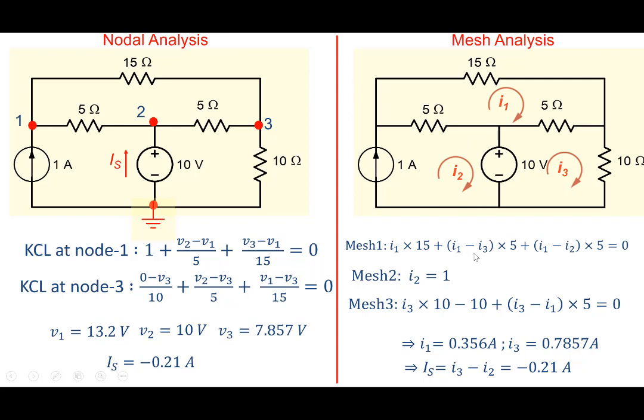And after that, the current that you're interested in, let's say IS, in this case will be I3 minus I2 equal to minus 0.21 amperes here. You get the same result. Both are very general methods. Same results you get from both of them. And we'll come back to which method to use in which situation. Sometimes it's obvious, sometimes both the methods are equivalent.